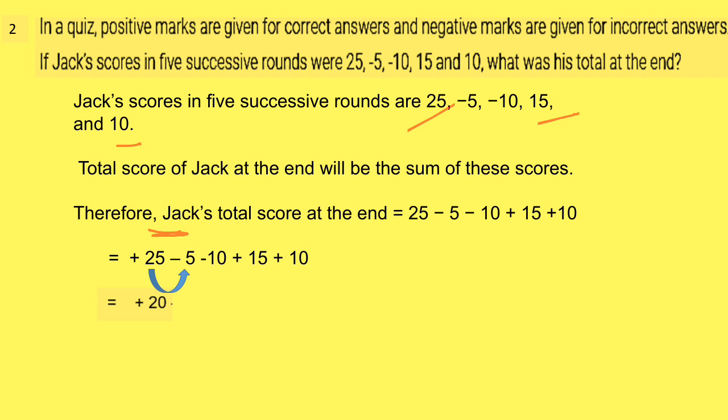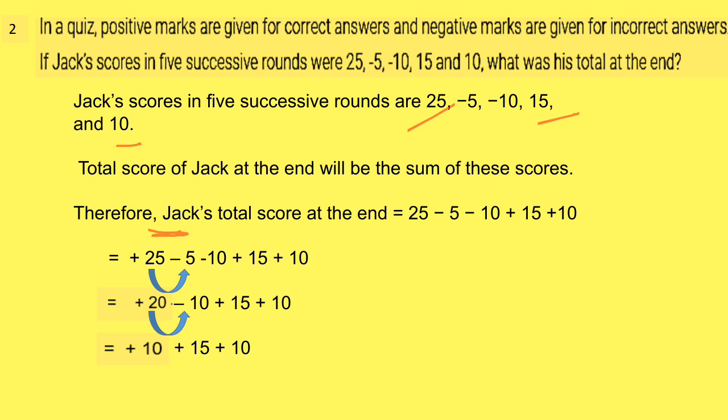And the rest of the 3 numbers, the remaining numbers are minus 10, plus 15, plus 10. I will write them as they are. Look here. Again I will take the first 2 integers like this. Plus 20 minus 10. So this is also a different sign. For different signs I will subtract the smaller number from the bigger one. So 20 minus 10 is 10, and the bigger number's symbol is plus. So I will write plus 10, and the remaining two numbers 15 and 10 as they are.